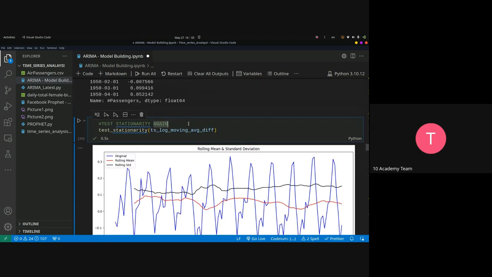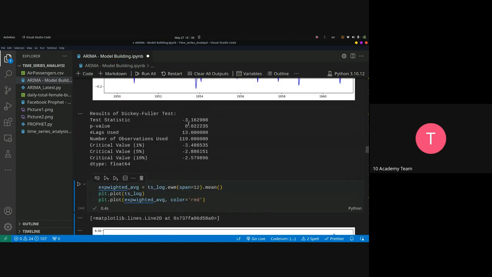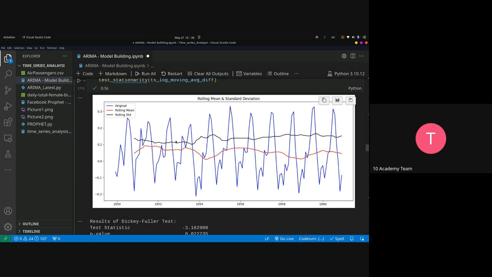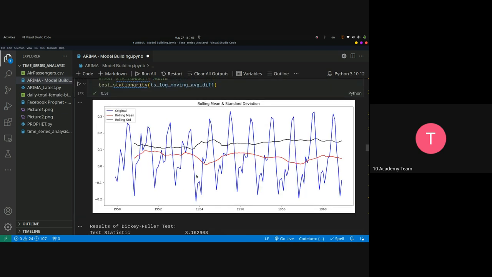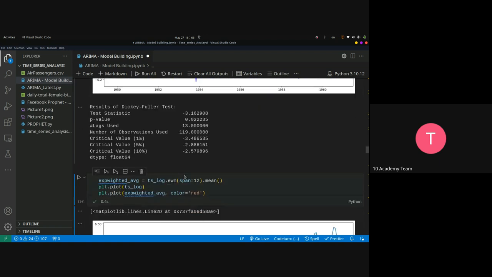Now, if we plot the log moving average difference, as you can see, the rolling mean and the rolling standard deviation look stationary. The p-value is 0.002, which is less than the level of significance, which means we reject the null hypothesis. That means the data is now stationary, right? Once we have that data, then we can use it to forecast using different statistical models.